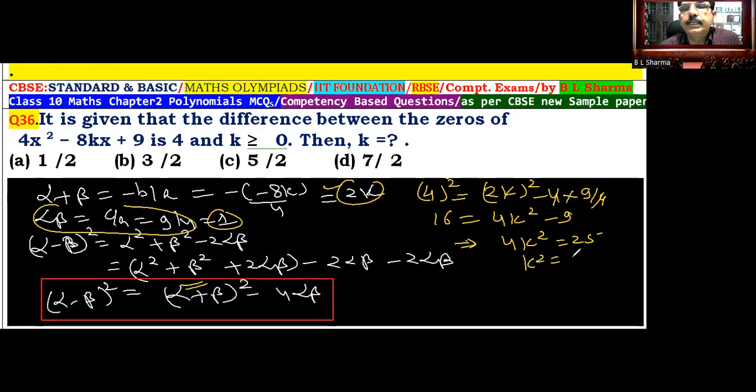K square is 25/4. So taking square root on both sides, that is 5/2. The value of k is positive 5/2 and negative 5/2. But the question says we have to take only the value which is either 0 or greater than 0. So we will have to take the positive value, that is positive 5/2, and C is the correct option.